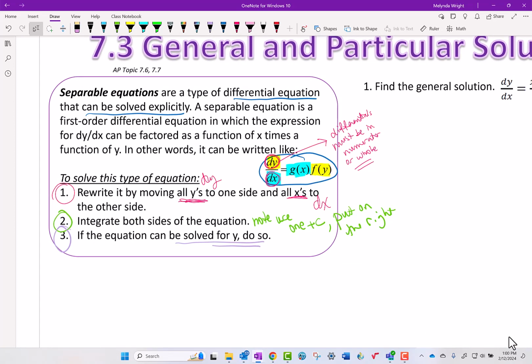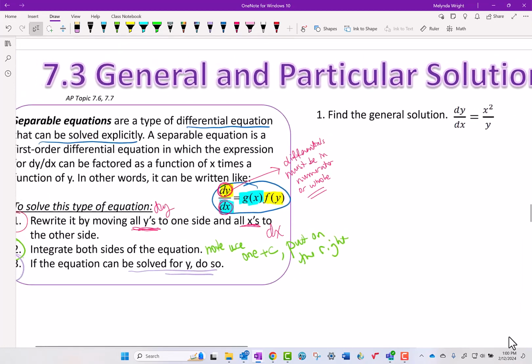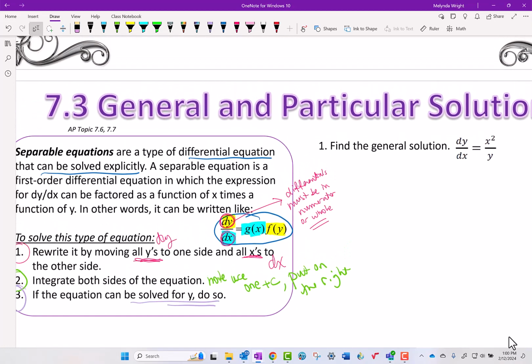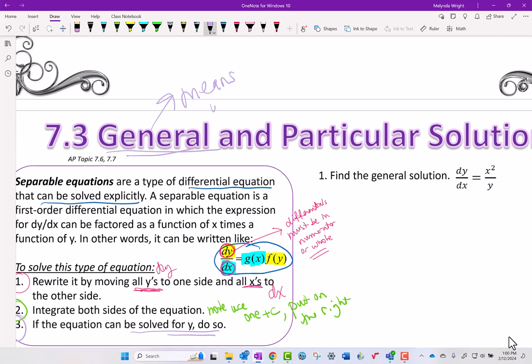Okay, so we're going to work on general solutions first. And again, I want to talk about the vocabulary word. What does a general solution mean? A general solution means it will have a plus c. That's a general solution. It will have a c in it.